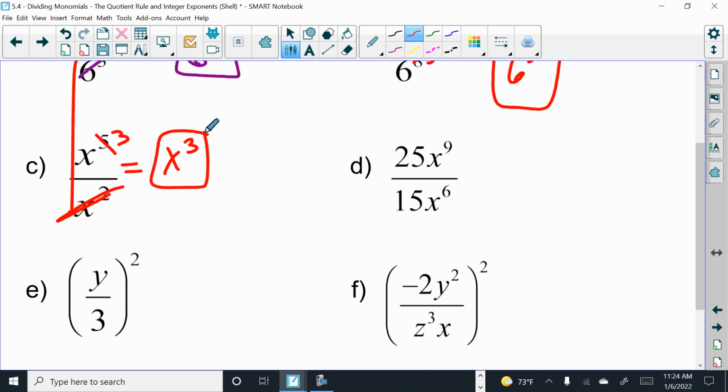Okay, now we're getting numbers involved. Cool. Let's reduce like always. Chapter 1 skill. 5 goes into 25 5 times. 5 goes into 15 3 times. There are 9 x's in the numerator. There are 6 x's in the denominator. Take 6 away from the denominator. Take 6 away from the numerator. And my brothers, you're done.